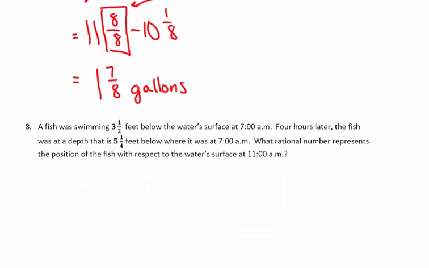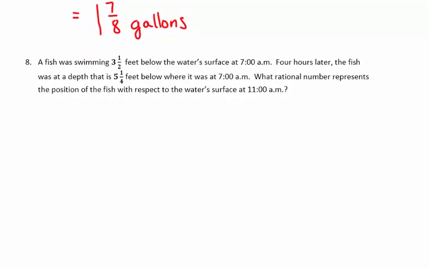Number 8, a fish was swimming 3.5 feet below the water surface, so that's a negative 3.5 below the surface. 4 hours later, the fish was at a depth that is 5 1/4 feet below it, so that's negative 2. What represents the position of the fish with respect to the water surface? So it's like below and above sea level. So I have negative 3 1/2. And to that, I'm going to add, because it's still going down, negative 5 1/4.